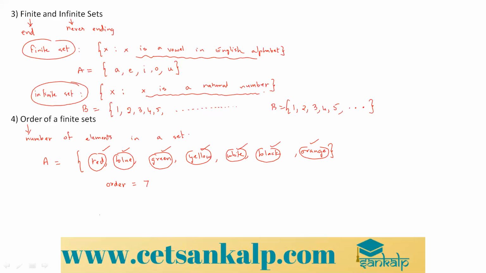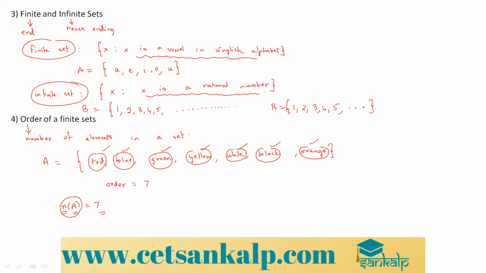So order is 7. But this is not the way to write. 7 elements are there, order is 7. But you have to write n of A is 7. Write it properly. Number of elements in the set A is 7. Order of set A is 7. This is how you will write.